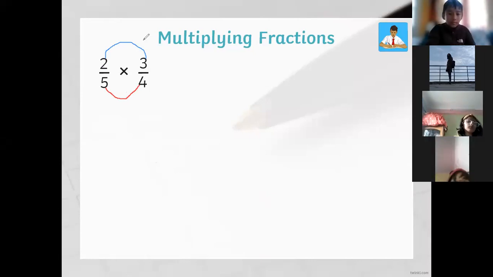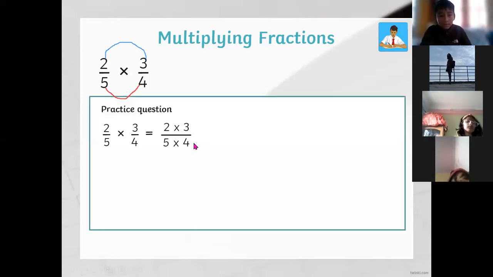Now look, multiply the numerators. 2 times 3 is how much? 5 times 4 is how much? That means 2 times 3 is 6, 5 times 4 is 20, right? So now if possible, reduce them. By which number can you divide the numerator and the denominator?